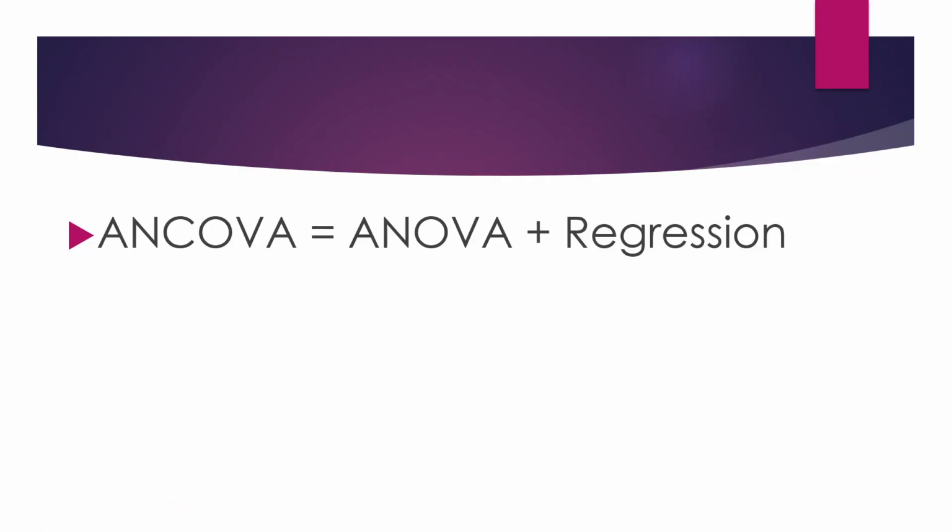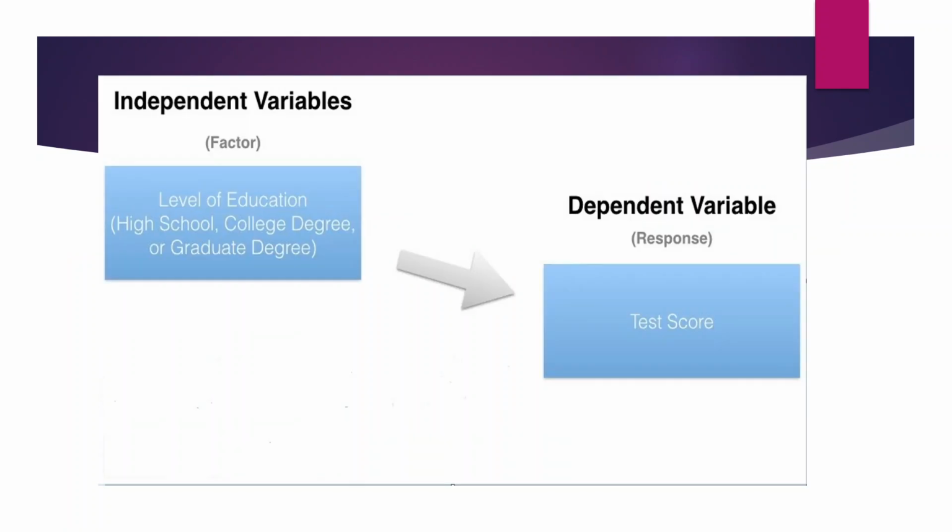Basically, ANCOVA is a combination of ANOVA plus regression. Now, why are we using ANCOVA? So, C here stands for covariates. What does that mean? Let us understand.